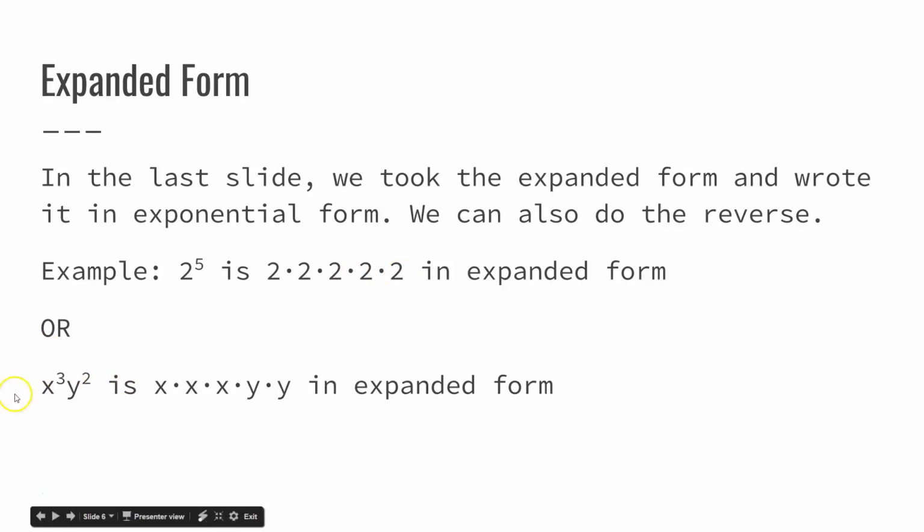Same thing with exponents with variables. So we have x to the 3rd y squared is the compact form. We actually call that exponential form. X is written down 3 times. Y is going to be written down 2 times, and this is all multiplication. So x times x times x, there's your 3 x's, and y times y, there's 2 of them, and all of it is multiplied. That's expanded form.